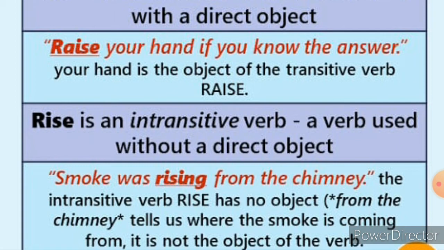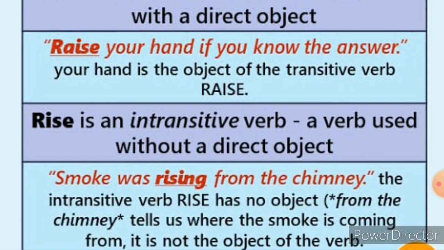A verb that does not need an object and can make complete sense on its own is called intransitive verb. So look at this example. Rise is an intransitive verb. A verb used without a direct object. Smoke was rising from the chimney. So here there is no object used. The intransitive verb rise has no object. From the chimney, it tells us where the smoke is coming from. It is not the object of the verb. A verb that does not need an object and can complete sense on its own is called an intransitive verb.